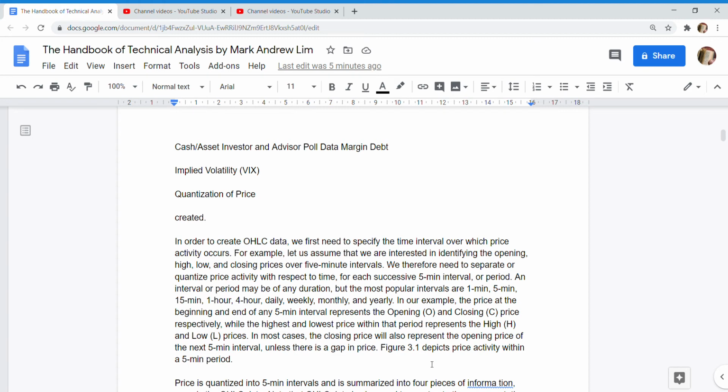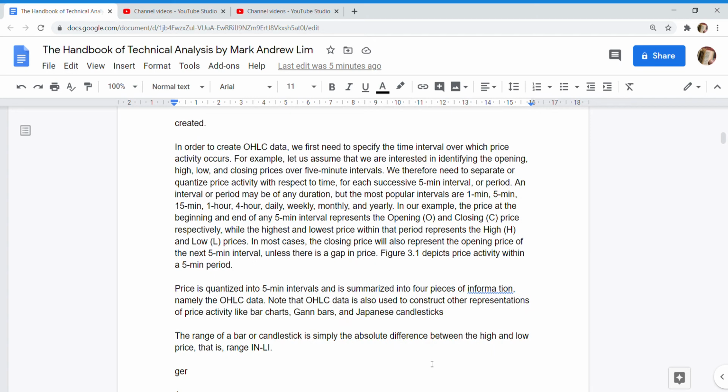Quantization of price. In order to create OHLC data, we first need to specify the time interval over which price activity occurs. For example, let us assume that we are interested in identifying the opening, high, low, and closing prices over 5-minute intervals. We therefore need to separate or quantize price activity with respect to time for each successive 5-minute interval or period. An interval or period may be of any duration, but the most popular intervals are 1 min, 5 min, 15 min, 1 hour, 4 hour, daily, weekly, monthly, and yearly.